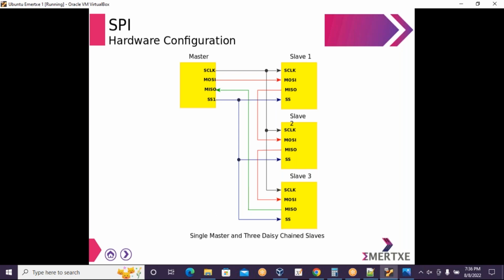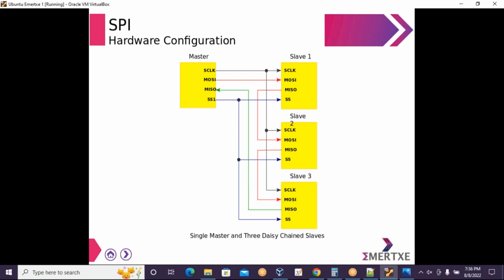Now, what does this indicate? This indicates that there is only one slave select line and it has been common among all. Now, I cannot specifically select a line. So that is another disadvantage here. Remember, I cannot specifically select a line.